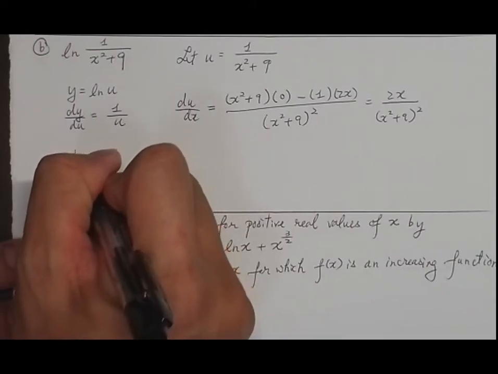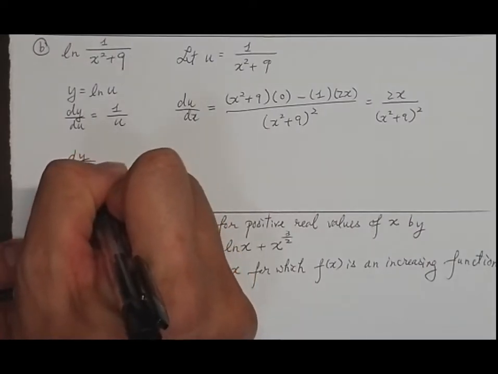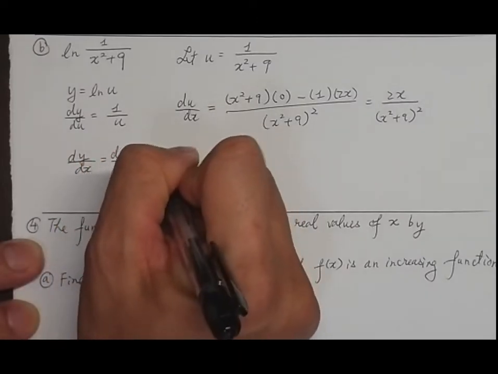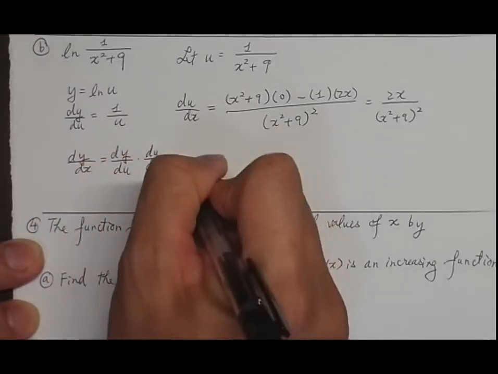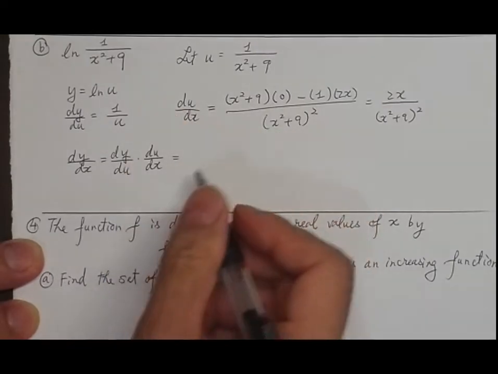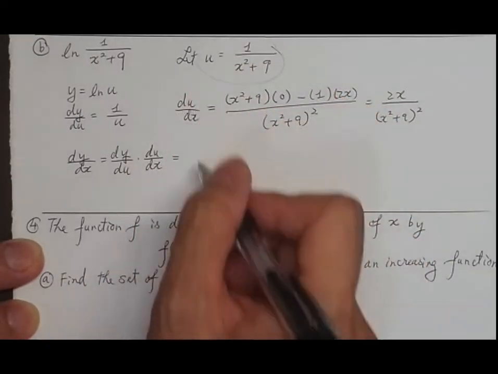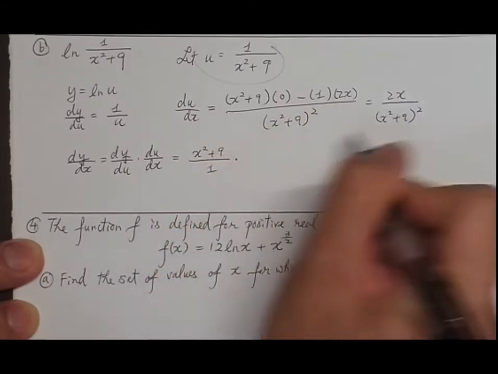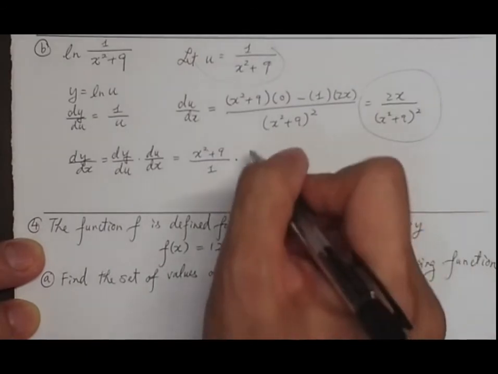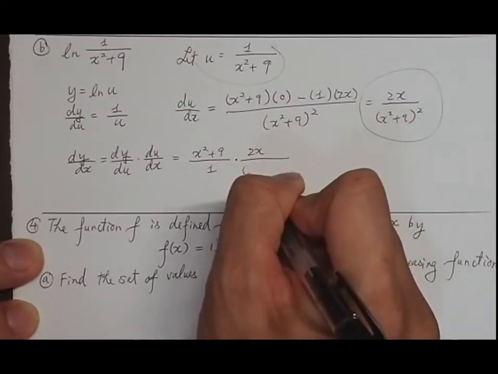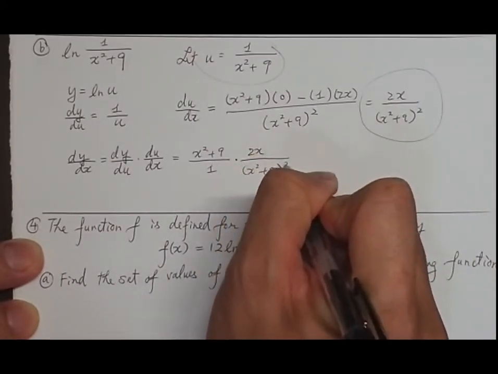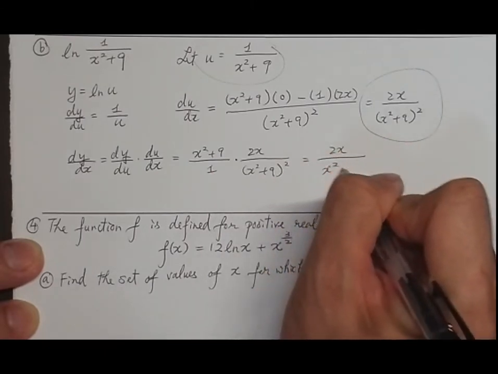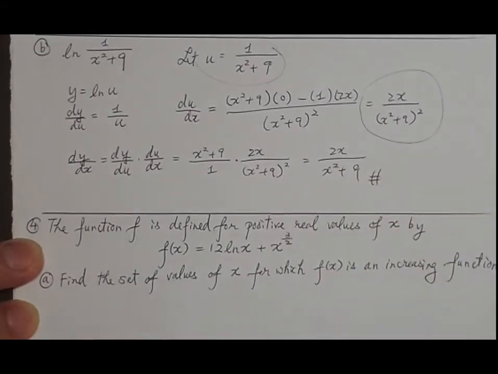And dy/dx is equal to dy/du multiplied by du/dx. So it's equal to 1 over u, and u is equal to this one. 1 over u is x squared plus 9 over 1 multiplied by du/dx, which is 2x over x squared plus 9 all squared. So it's equal to 2x over x squared plus 9. This is the answer.